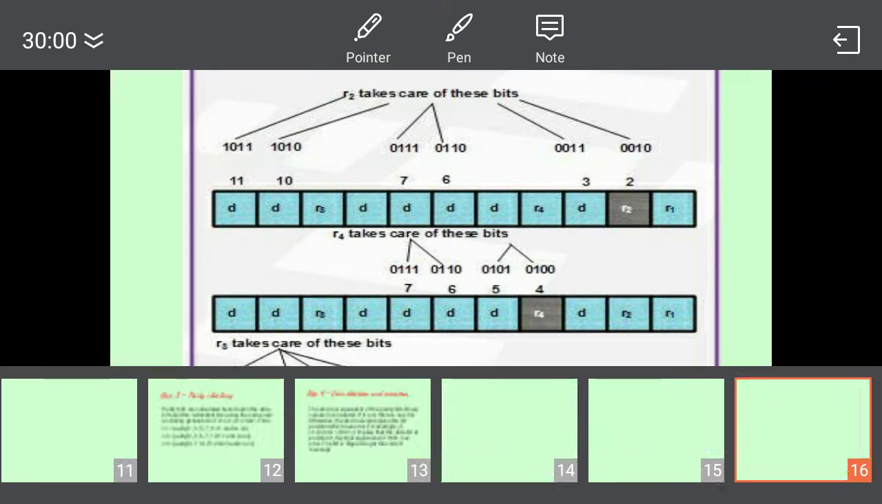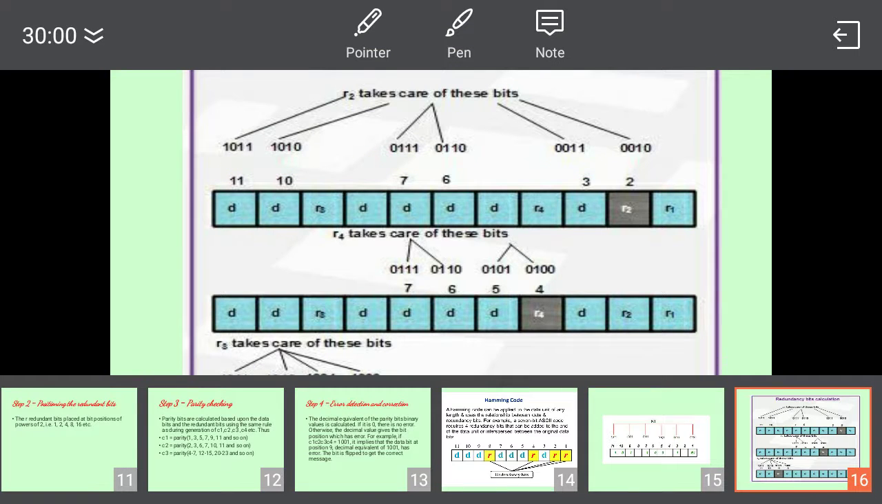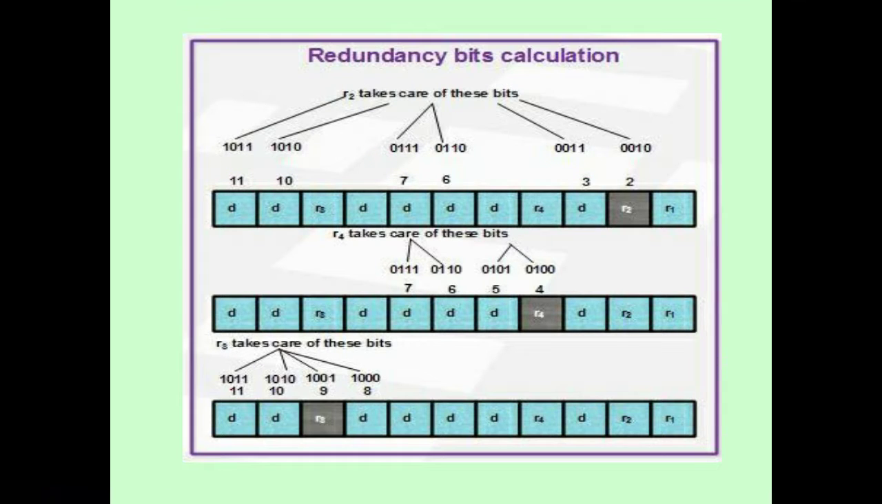Similarly, for R4, the position starts from 4. Consider 4 and skip 4. 4, 5, 6, 7 are considered, and the remaining are skipped. The binary equivalents of 4, 5, 6, 7 are considered. Similarly, for R8.